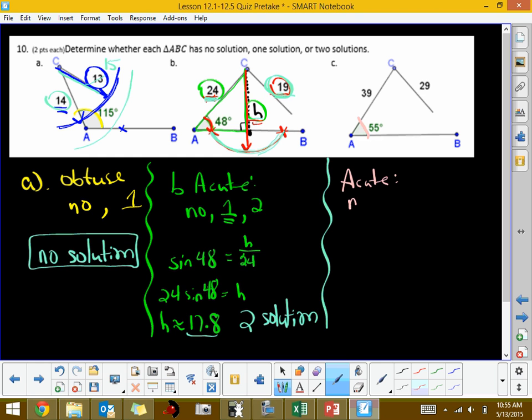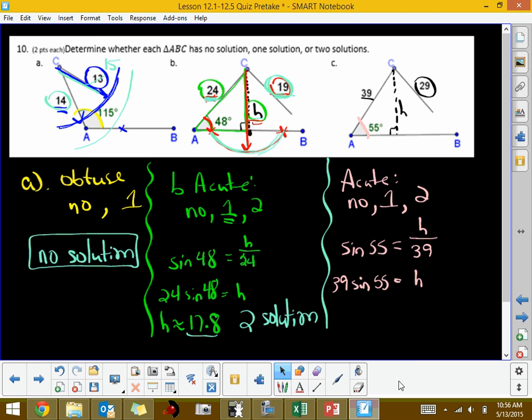In order to get a good read on this, once again, we've got to find this height. We want to make sure, is this going to be long enough to even form a triangle? And if it is, is it going to be short enough to create two? So we'll run our calculations here. We want to take the sine of 55 equals our height. I didn't put that in there, but that's our height, which is opposite. Opposite over hypotenuse, which is 39. So in order to find that height, once again, we're going to take 39 times the sine of 55 and use that as a number to compare.